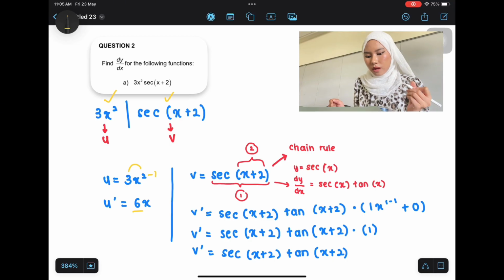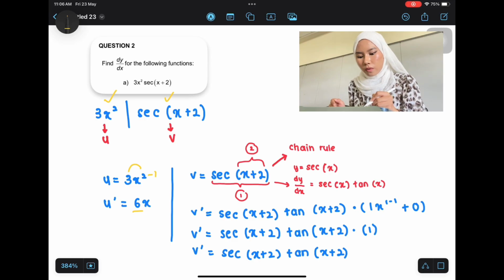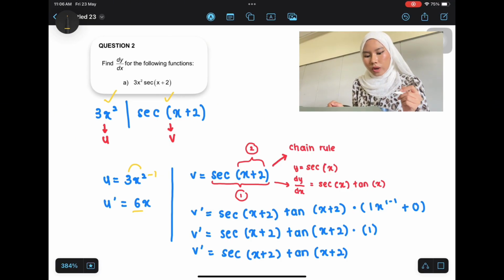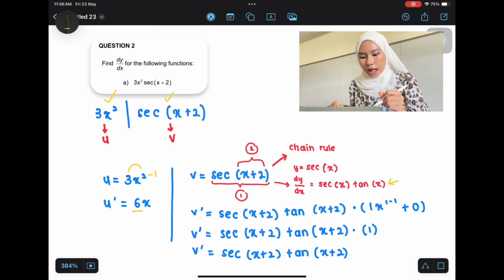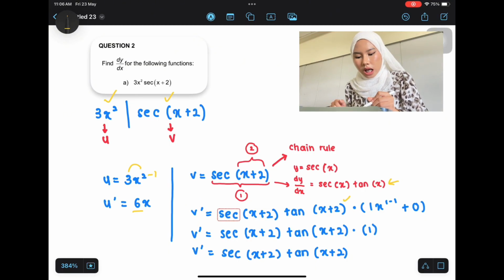To get v prime, we will have to differentiate one by one by using the chain rule. First we differentiate secant x plus 2, and second we differentiate the parenthesis, which is x plus 2. To differentiate secant x plus 2, we know that if we differentiate secant x, we get secant x tan x. To apply that into this equation, we get secant x plus 2 tan x plus 2. Next we differentiate the parenthesis, which is x plus 2.